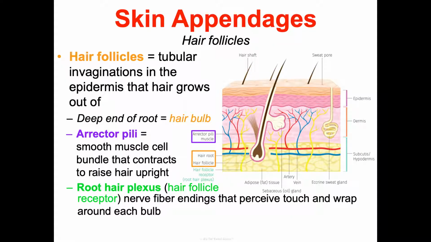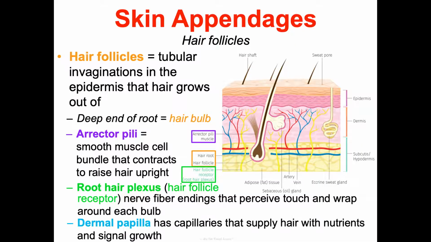Okay, the root hair plexus. This is also known as the hair follicle receptor, so we'll mention it again at the end of the notes. This is nerve fiber endings that perceive touch and wrap around each bulb. So you can very lightly brush your hair on your arm with your finger without touching your skin, and you can feel that and sense that because you have these nerve fiber endings. That's pictured there.